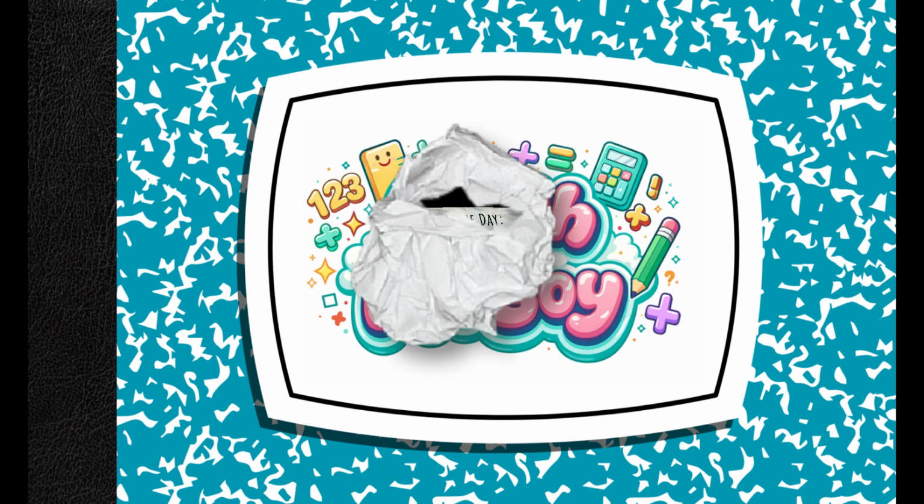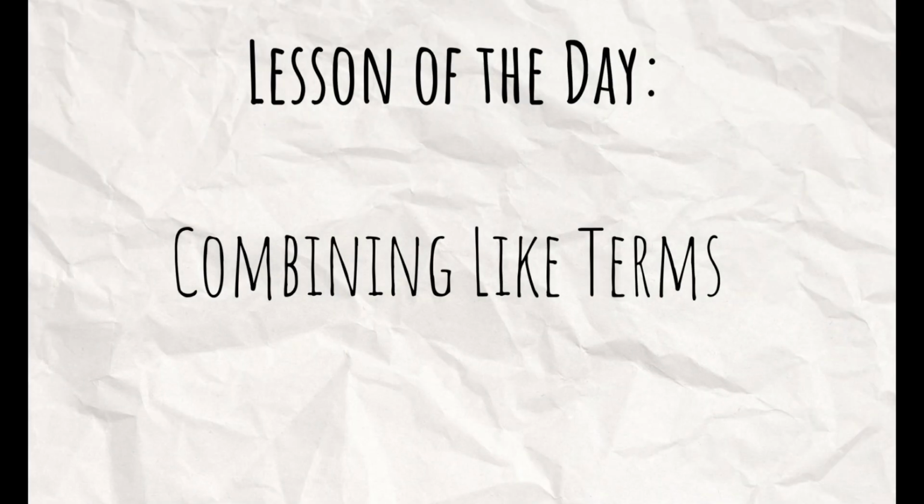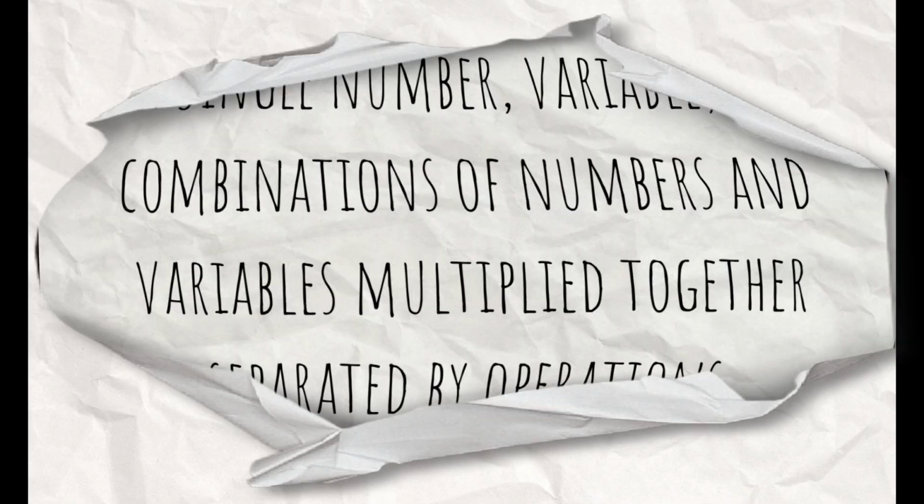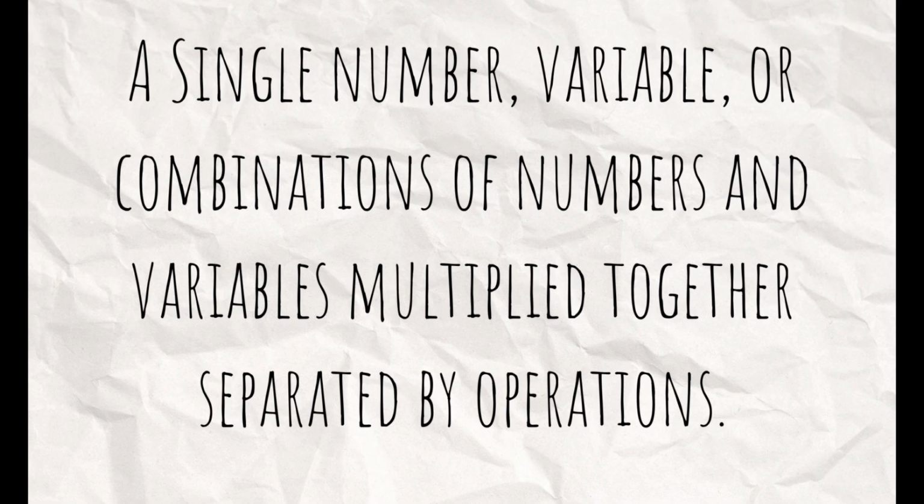Today we are going to be combining like terms. Let's get into it. Before we can combine like terms, we need to know what a term is. A term is a single number, variable, or combination of numbers and variables multiplied together, separated by operations.